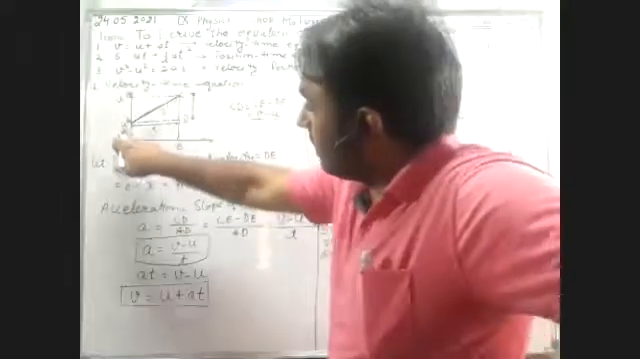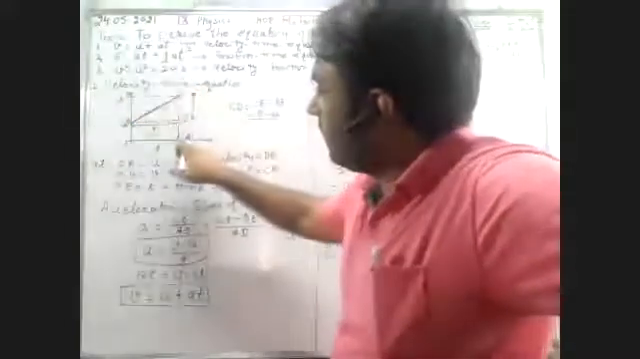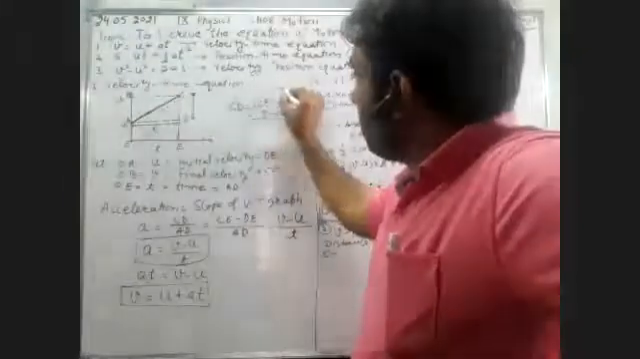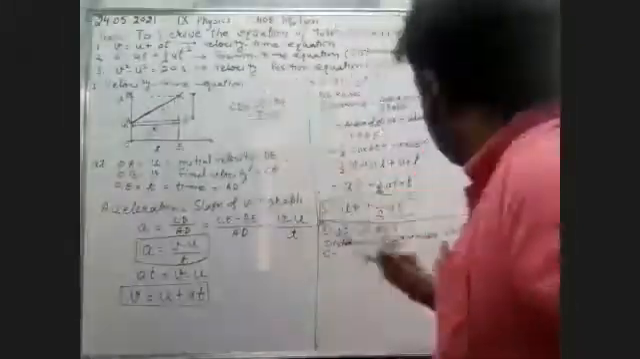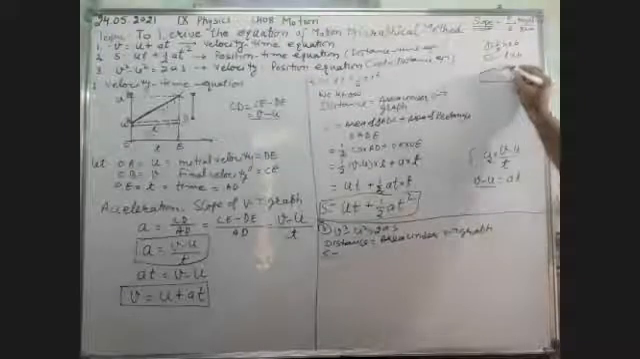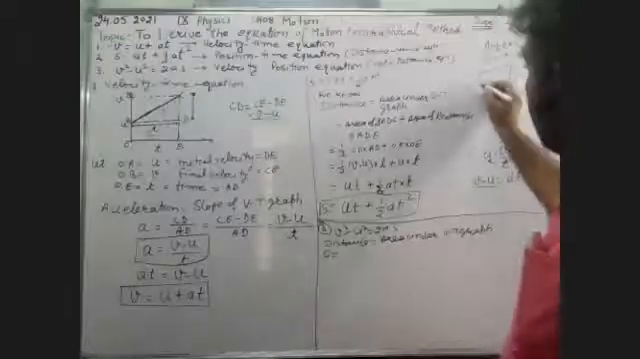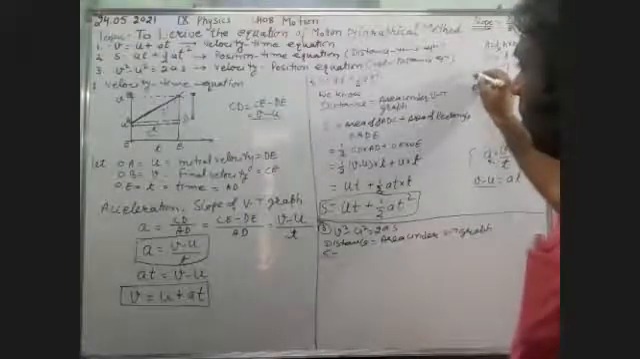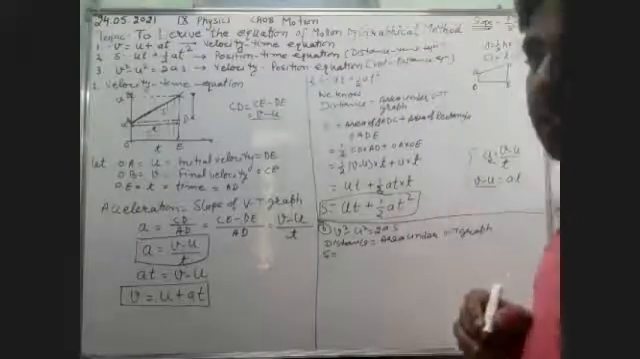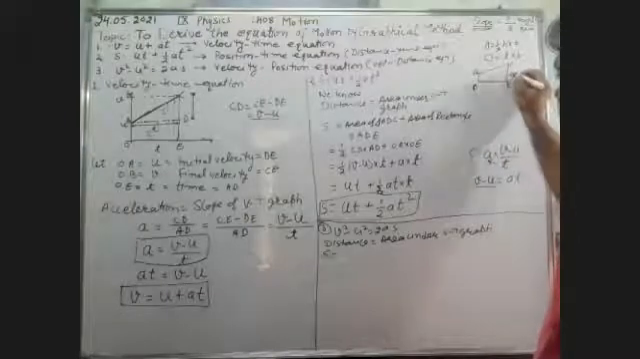So what is this area? What is this diagram? O, A, C, E. Look carefully. What type of shape is this? This shape is known as a trapezium. This is our O, A, C, E. This is a trapezium. And what is the area of a trapezium?